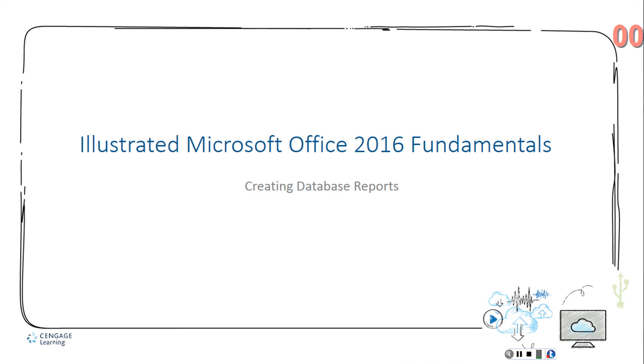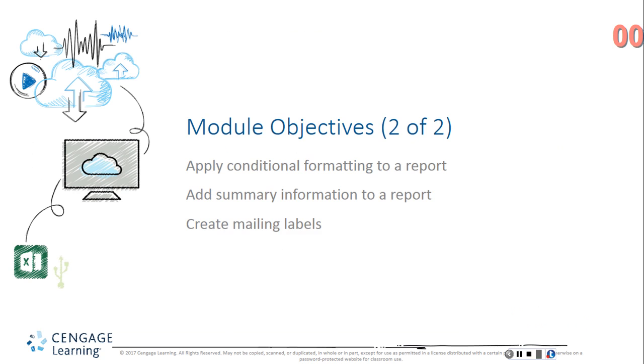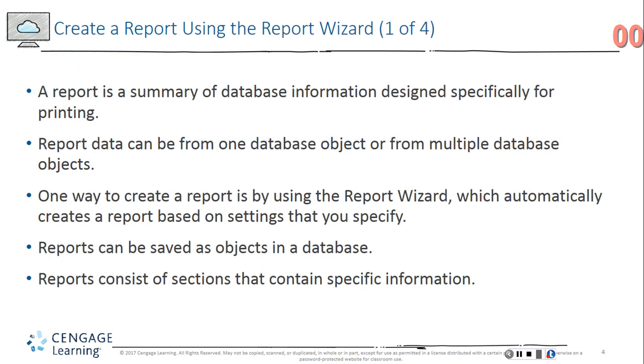Good evening, class. This lecture is going to cover Microsoft Office Access Module 12, creating database reports. During this module, our objectives will be learning how to create a report using the report wizard, how to view a report, how to modify a report, how to add a field to a report. We're going to talk about how to apply conditional formatting to a report, add summary information to a report, and then lastly create mailing labels.